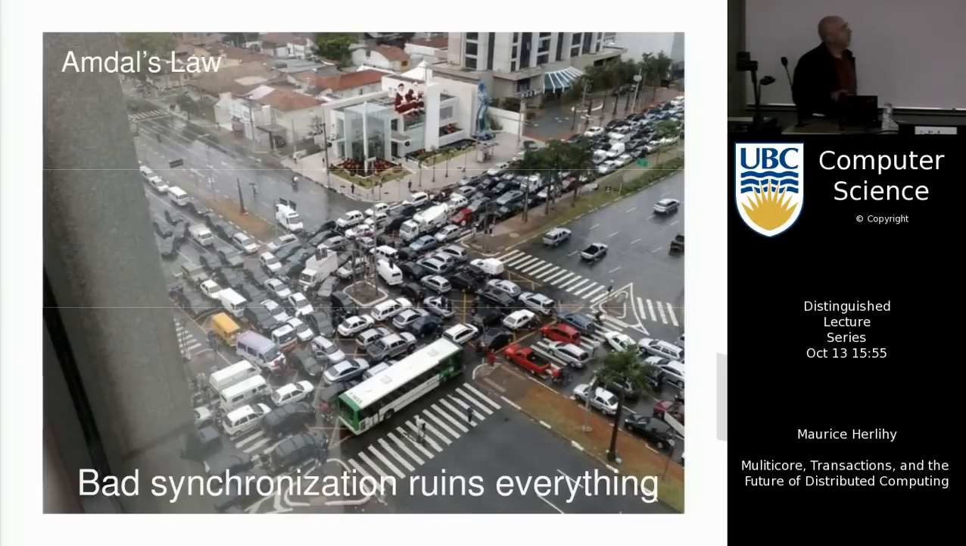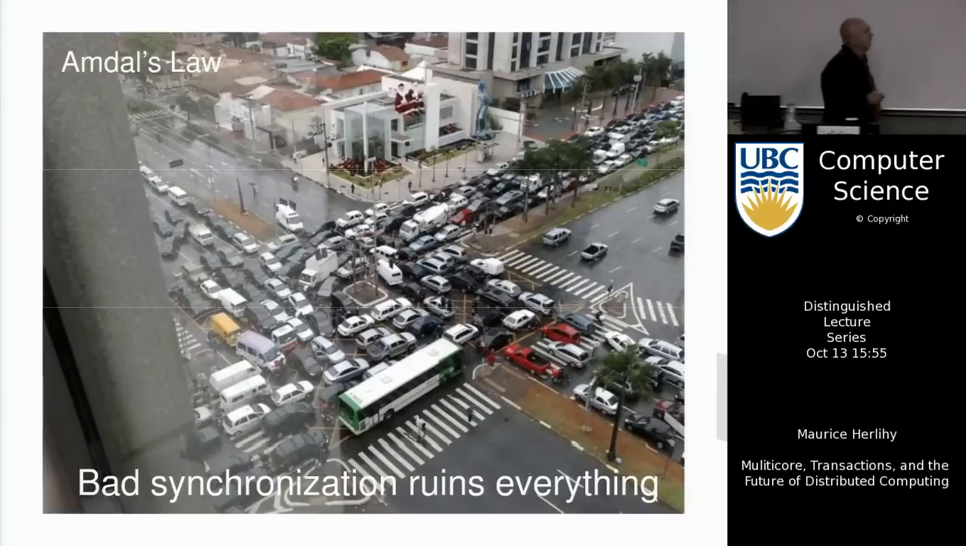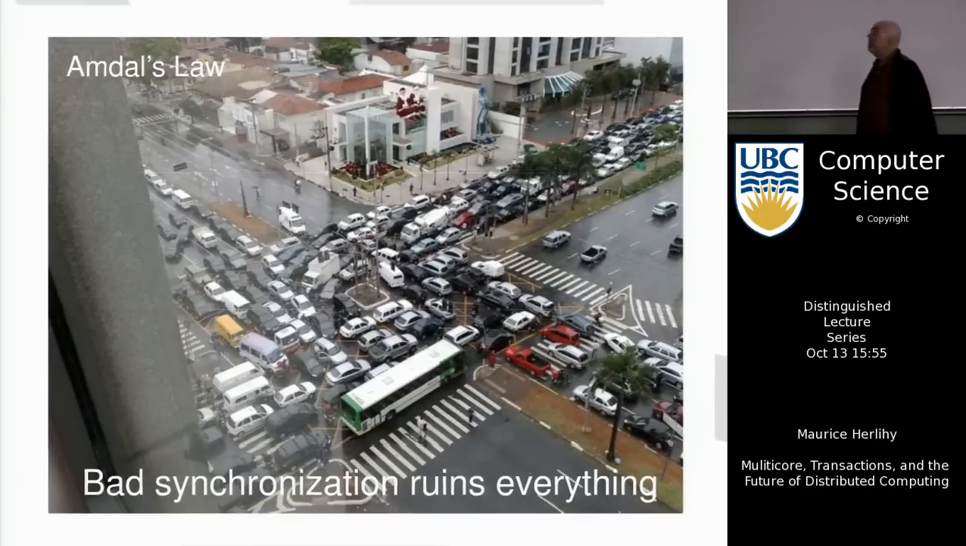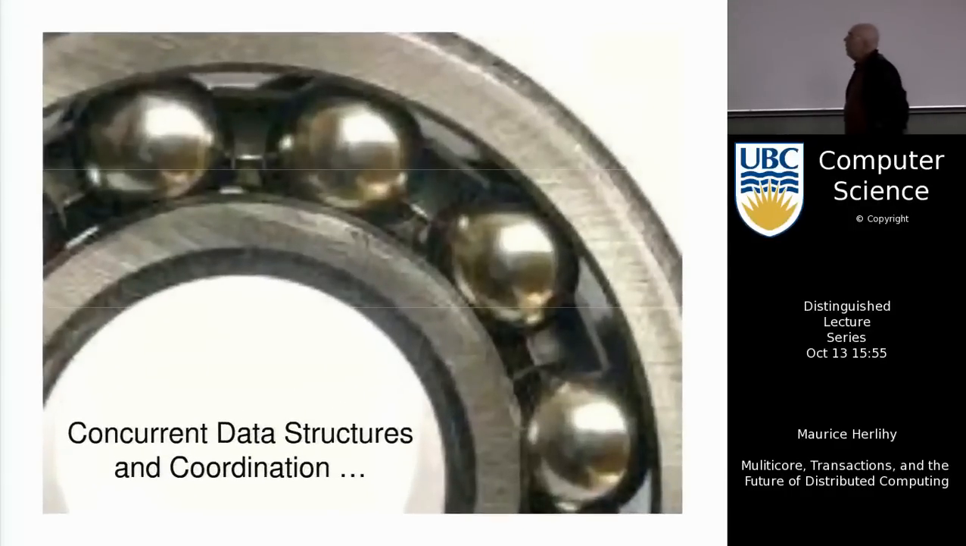So doing synchronization in a bad way is really the obstacle to making multicores and concurrent programs work well. So what I'm going to focus on for the rest of the talk are some approaches to doing concurrent data structures.